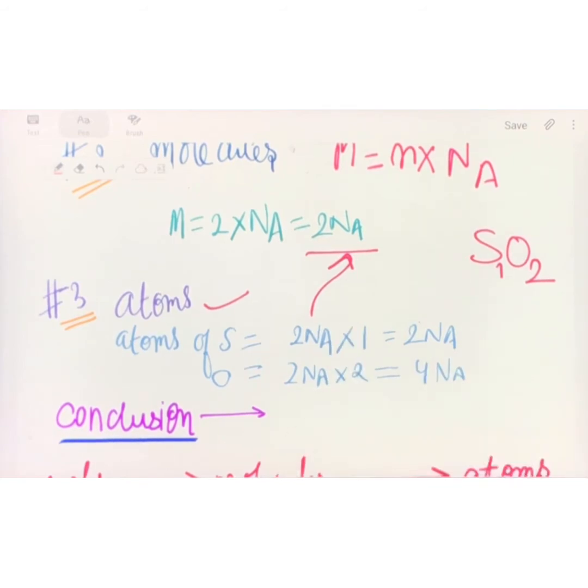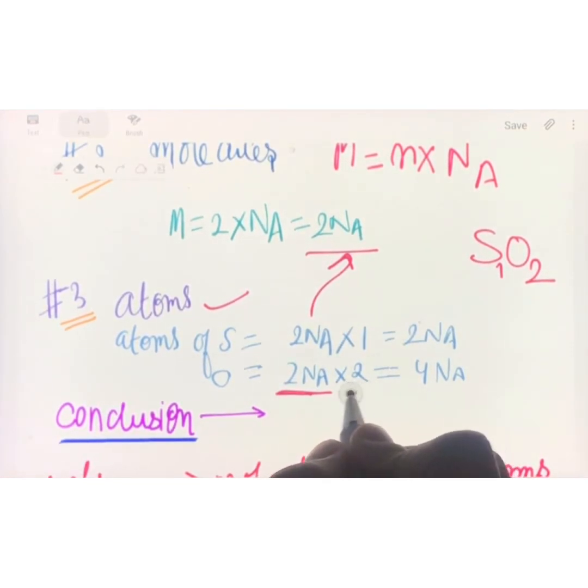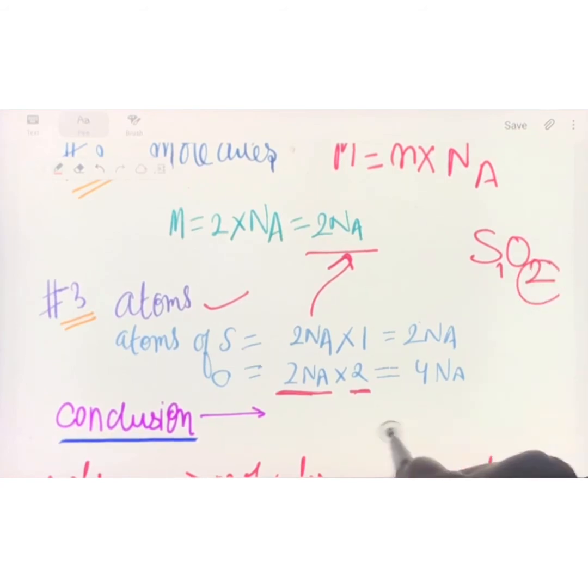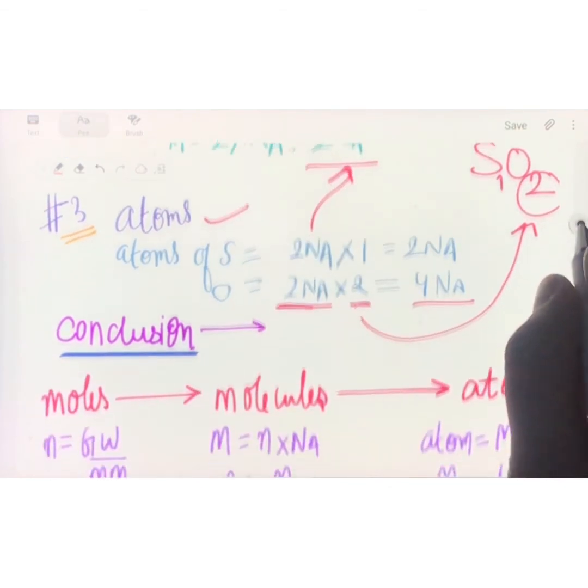So 1, this is the atomicity. The second, atoms of oxygen: 2 into the Avogadro's number, these are the molecules, and 2 is the atomicity, that is here. I hope this question is clear. So the atoms of oxygen comes out to be 4 into Avogadro's number.